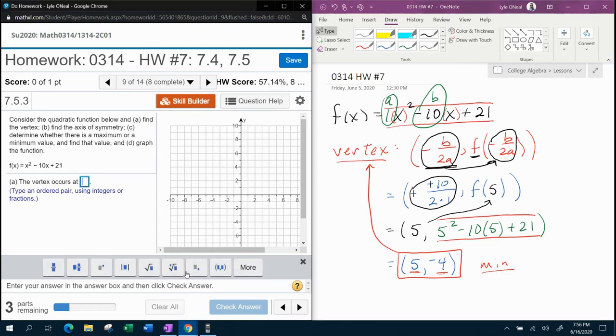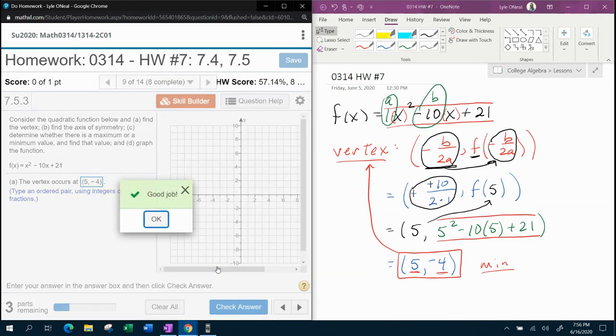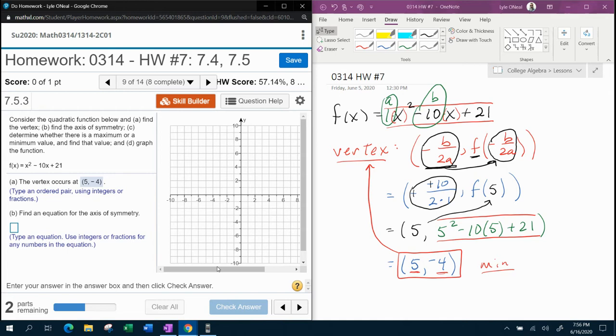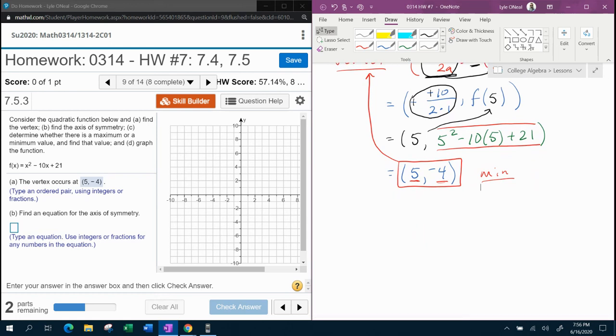All right, here we go. Plugging in the vertex that we have just verified. 5, -4. Bam. Good. And then it says find the equation for the axis of symmetry. All right, so let's scroll down a little bit and let's talk about the axis of symmetry.